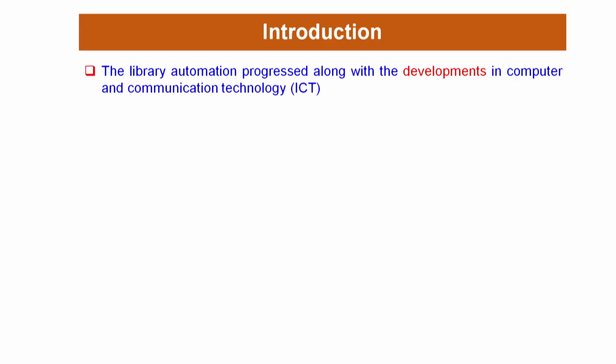So the concept of library automation has come in such a way that the demands from users keep on changing, along with the advent of information communication technologies and telecommunication technologies. Library automation has also progressed along with the progress in information and communication technologies.